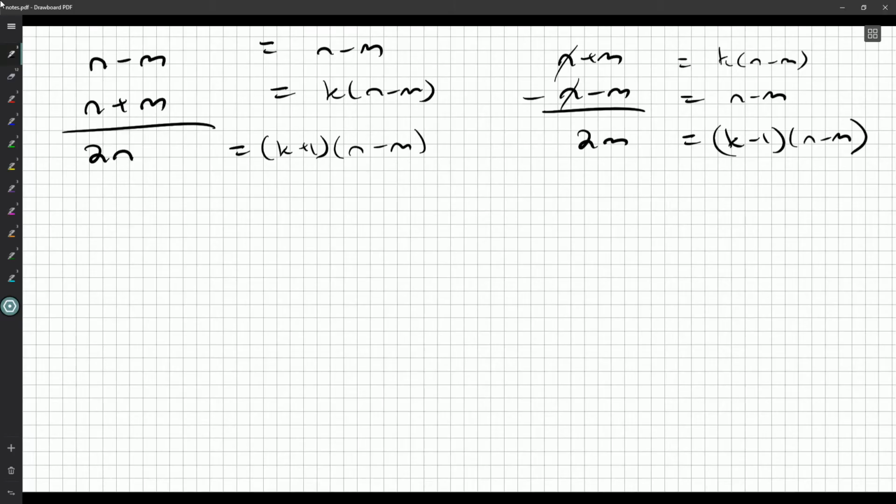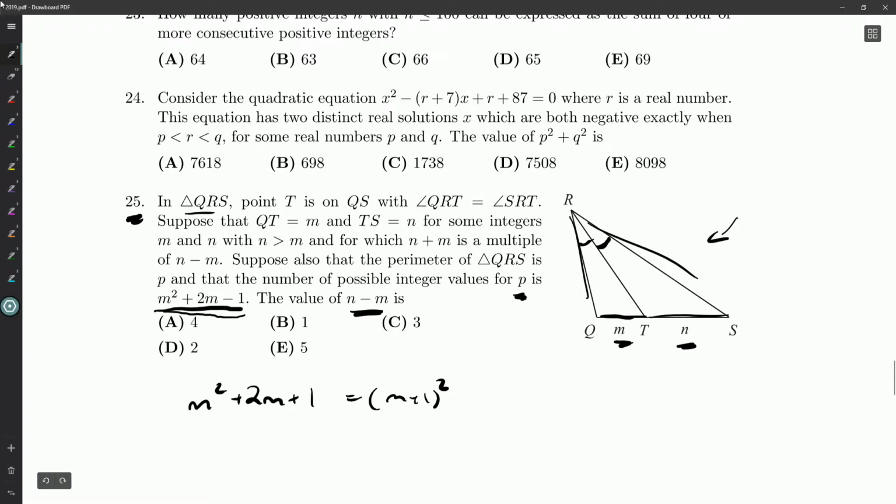So what did they say? P has a certain number of integer values. And it's m squared plus 2m minus 1, which I made the connection is just 2 less than the square of m plus 1. Now, I don't think that's a coincidence. I think we're going to have to do m plus 1 squared somewhere. But how can we sort of constrain P? Because right now I've just got m's, n's, mr's, nr's. In theory, if I make everything big enough, I can get as many integer values for P as I want.